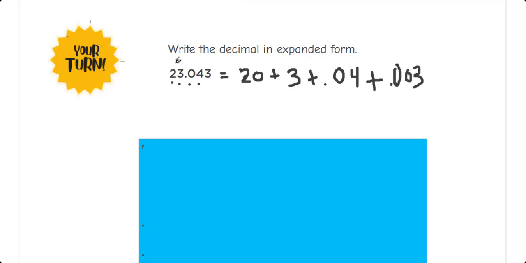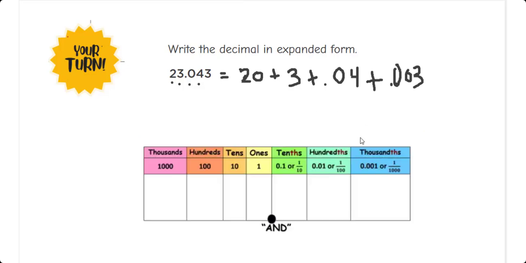Let's delete our cover, and we'll plug it into the place value chart. And we have 23 and 43 thousandths.